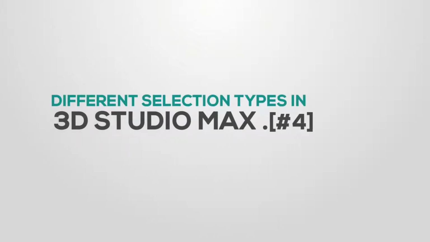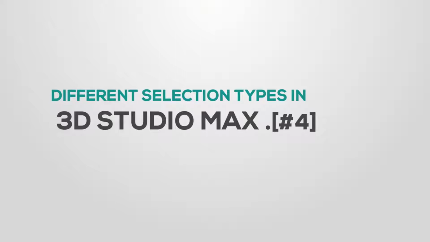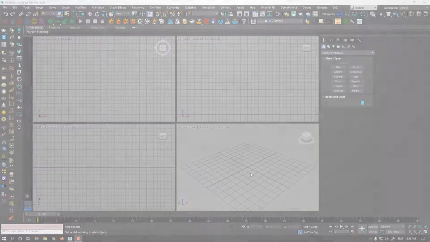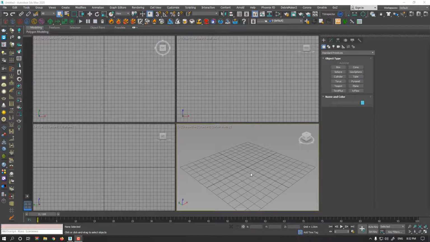Hello and welcome back to the fourth section of selection in 3D Studio Max. In this video, I want to talk about selection in Edit Poly mode from ribbon tools.